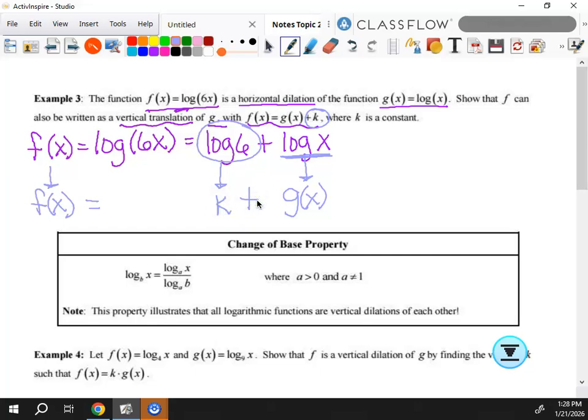So f of x equals g of x plus k. We have that right here just by splitting that up. So my function, f of x, to put it in the right form, this would be g of x, that's my original, plus log of 6. Because I'm adding it afterwards, this is a vertical translation. It started off as a horizontal dilation, I manipulated it, and didn't change the value of anything. If I was to graph this and graph this, they'd be the exact same thing.